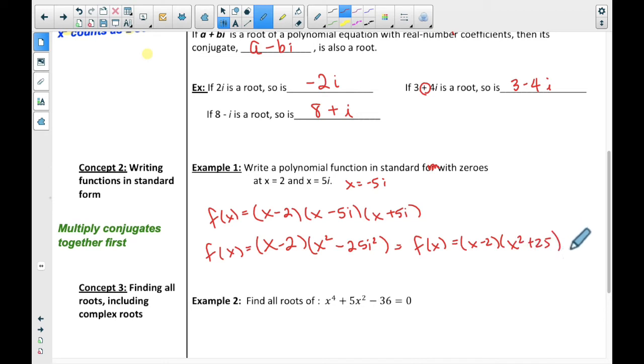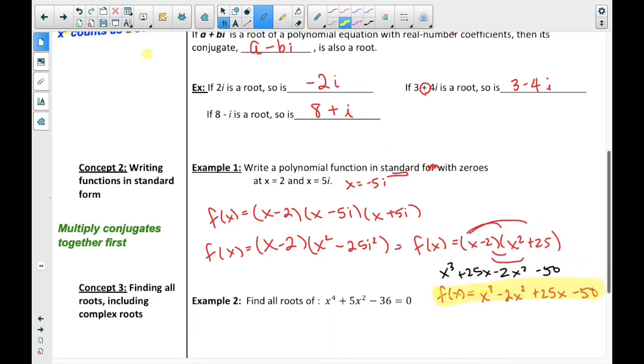Okay, but we're not done yet because it says in standard form. We have it in factored form, but we need it in standard form. So we need to go ahead and multiply this out. You take a second and multiply that out. All right, depending on what order you had it in, I had to take a step in the middle here, but then when I put it in standard form, my x to the third comes first, minus 2x squared comes next, plus 25x minus 50.